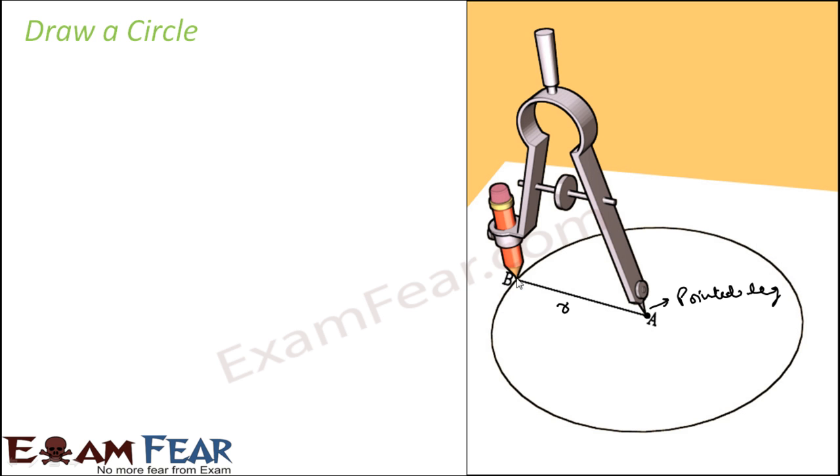Now if you see, this distance is fixed. Now if you keep moving it, right, let it rotate. So what you have to do is, you have to fix this pointed leg in a piece of paper and rotate the other leg and complete one revolution. So if you complete one revolution, what you get is a circle. Pretty easy, right? Drawing a circle is pretty easy. Take a compass, fix the pointed leg, and rotate the other leg which has pencil attached to it. One complete rotation will give you a circle.